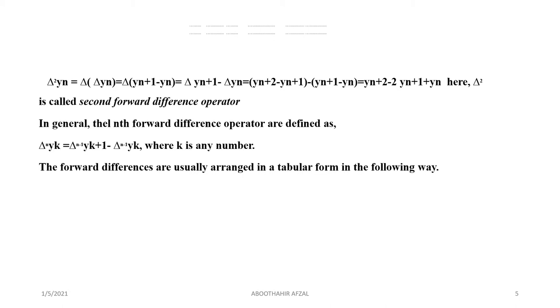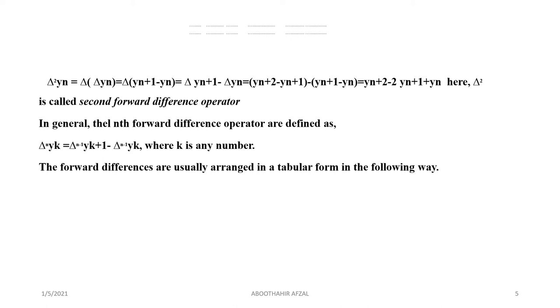Similarly, you can find the nth second forward difference operator. The second forward difference operator is delta square yn. That will be delta of delta yn. You can write it as delta yn plus 1 minus delta yn. So that is the general expression for the second forward difference operator.